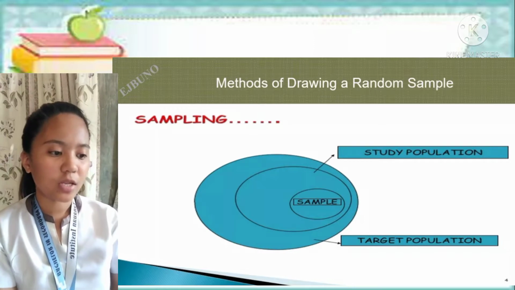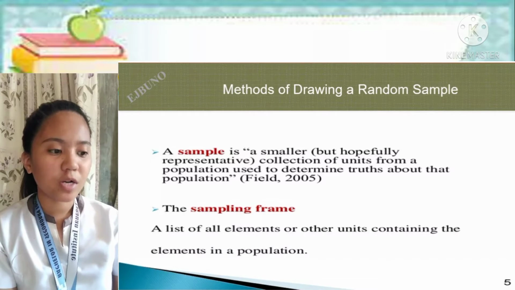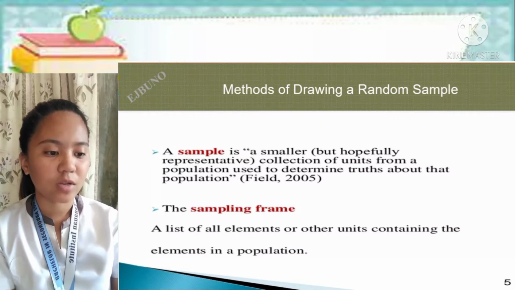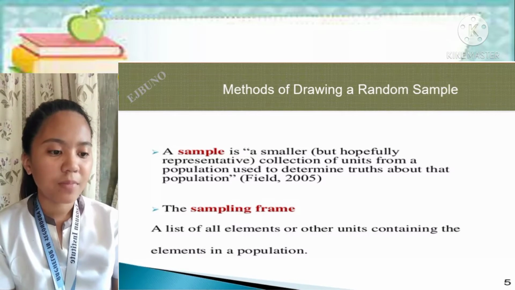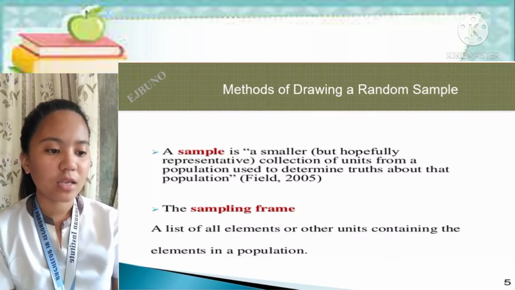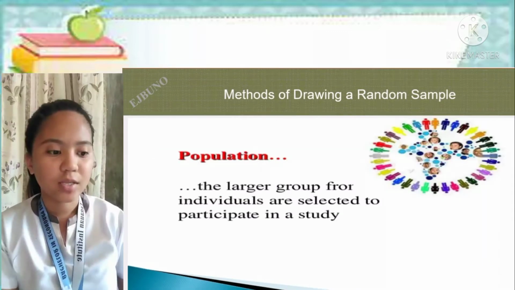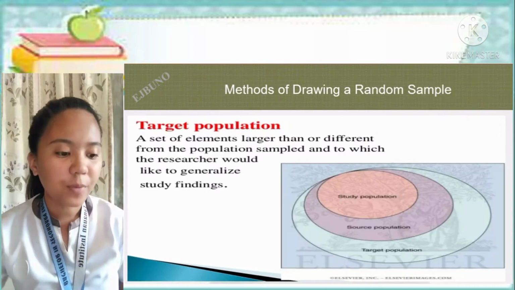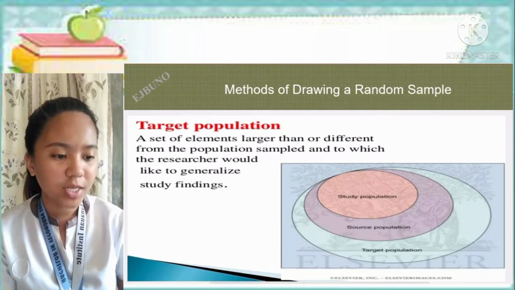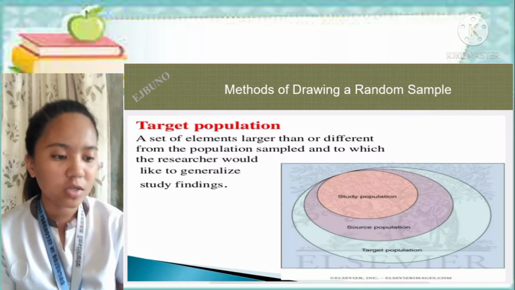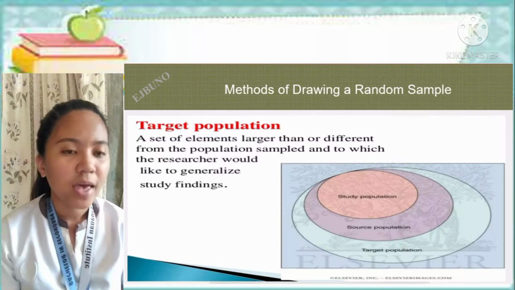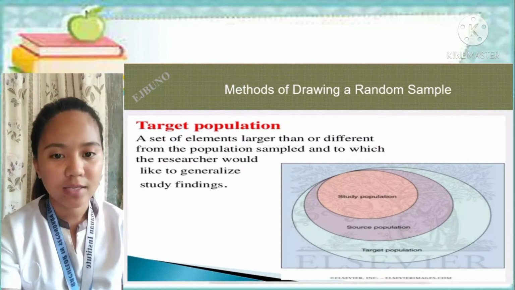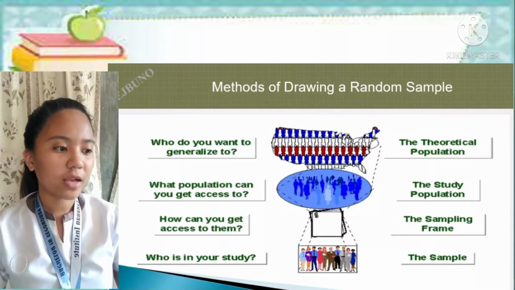Sample: study a population in the target population. A sample is a smaller but hopefully representative collection of units from a population used to determine truths about the population (Field, 2005). The sampling frame is a list of all elements or other units containing the elements in a population. Population is the larger group from which individuals are selected to participate in a study. Target population is a set of elements larger than or different from the population sampled, into which the researcher would like to generalize study findings, and defines those units for which the findings of the survey are meant to generalize. To generalize to the theoretical population.